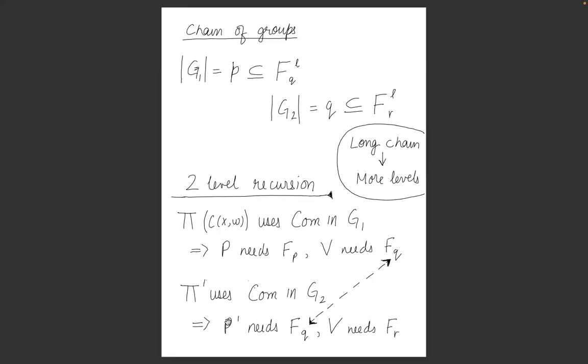And for the outer proof system, what we can do is use the group G2. So for the inner proof system, we do these commitments in group G1, but for the outer proof system, we use commitments in G2.